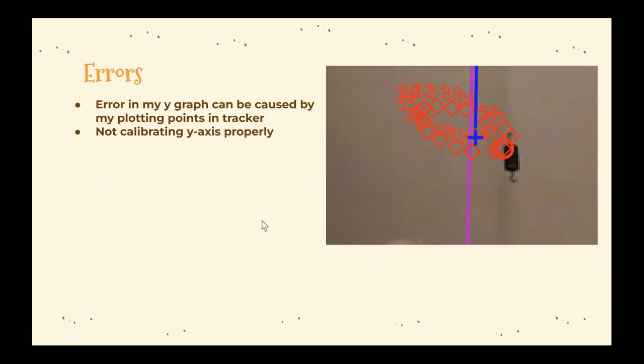So potential errors for why my Y-axis is not exact. When calibrating my point of mass or center of mass, I might not have clicked the exact center of the mass. As you can see here, this one's slightly off, for example. And not calibrating the Y-axis properly. This I had to change multiple times to get it as close as possible, so it's possible that I could have kept going to get it more accurate.